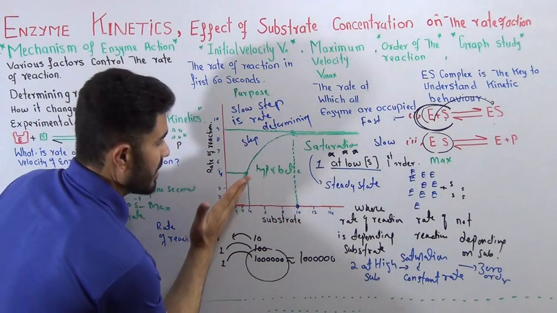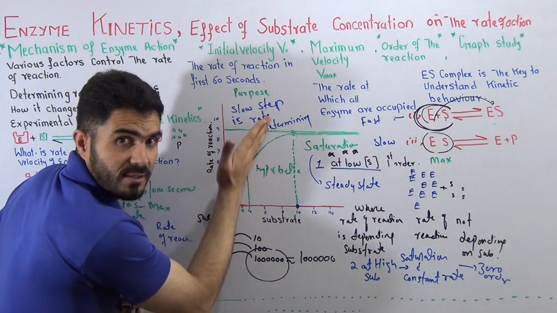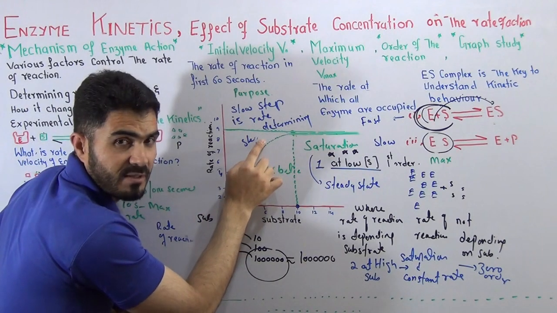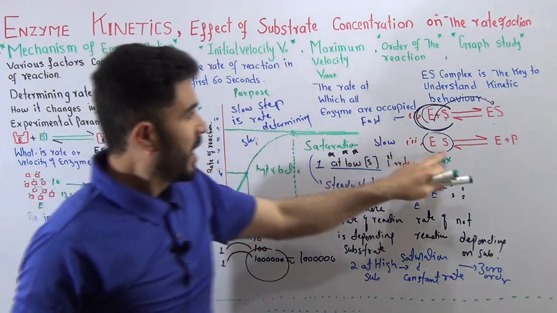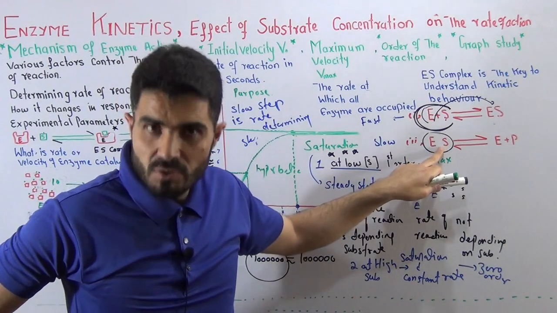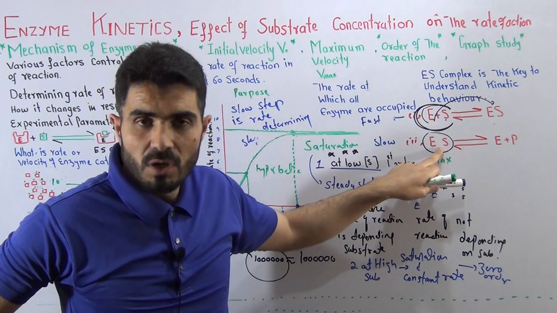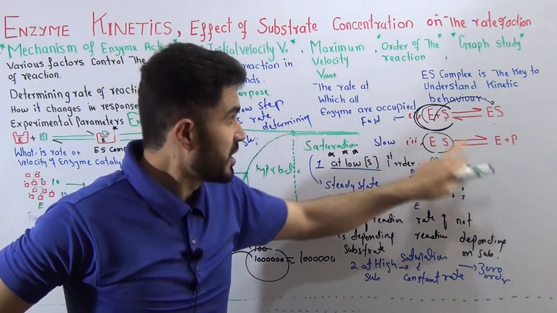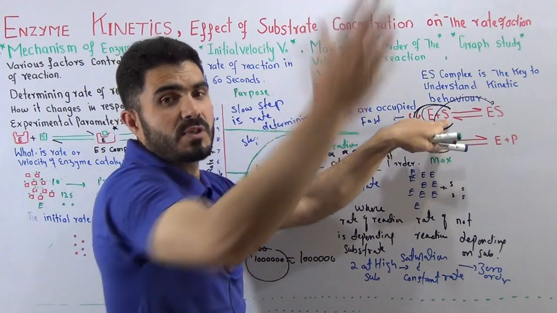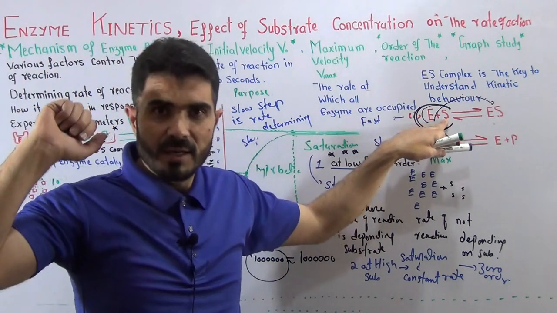So this line which you see here actually tells us more speed, because in this line more enzyme substrate complex is formed. And then in the beginning, this was a first order reaction because the rate of reaction was depending on the substrate. You were increasing the substrate, the reaction rate was also increasing.